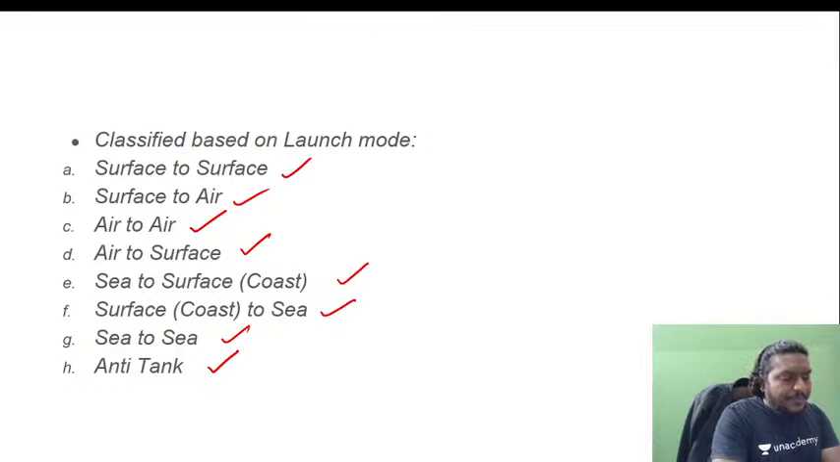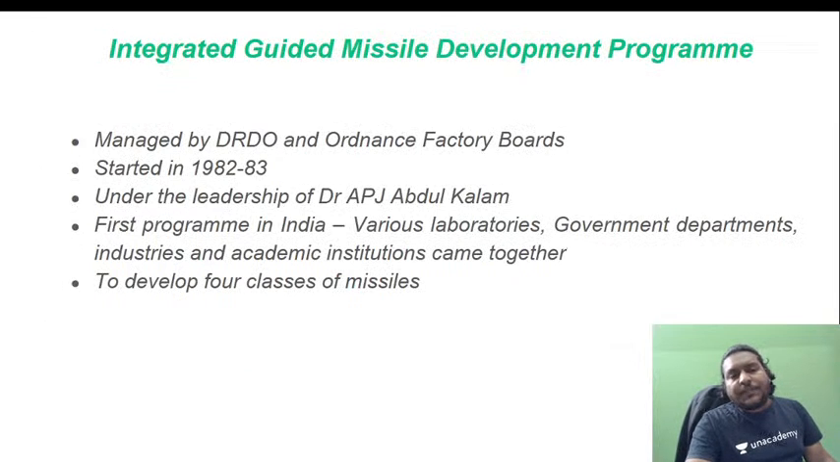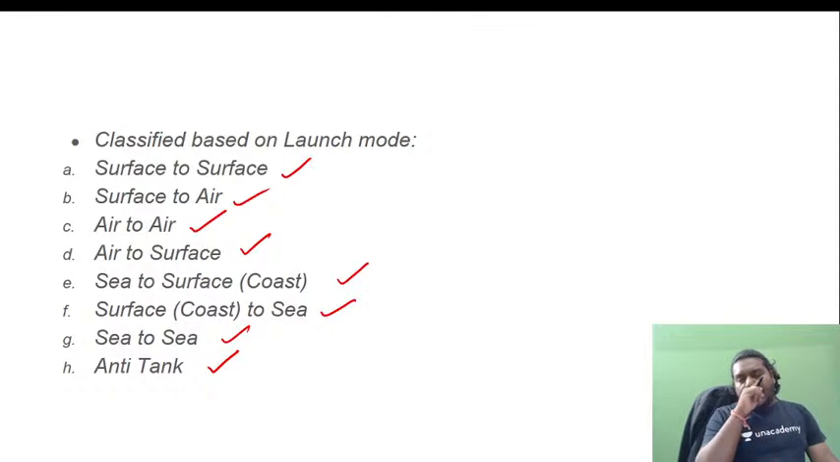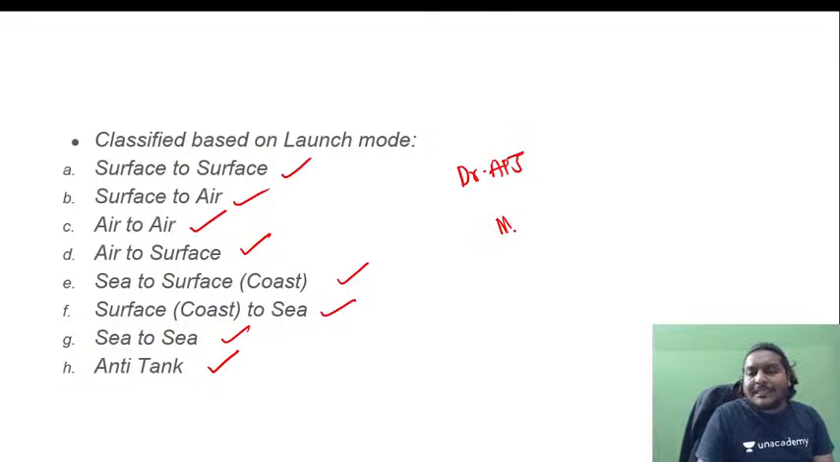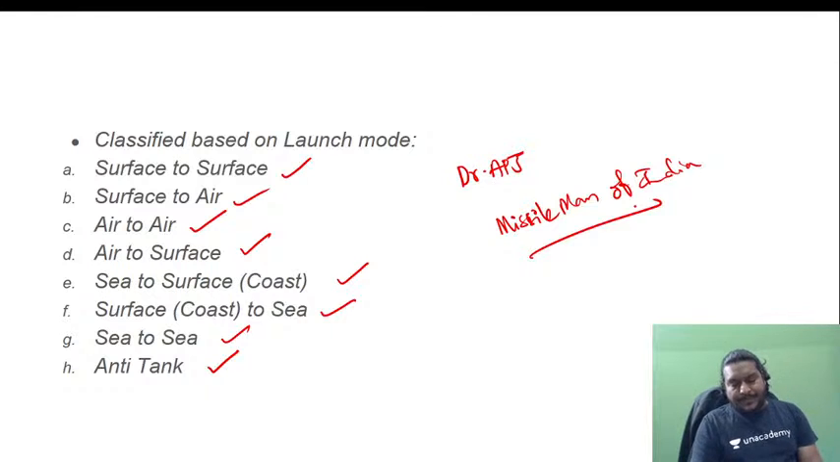Okay, now apart from this, having understood the different kinds of missiles, we have to look into one very interesting story that we have. We all know very well that Dr. APJ Abdul Kalam is called the Missile Man of India. No one would get a name like that so easily. There is a small story behind that.